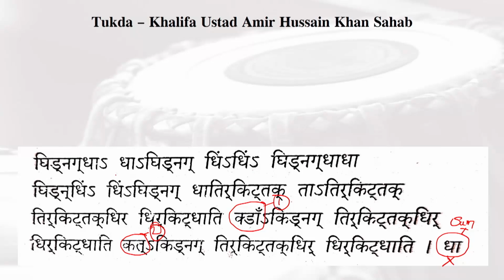So girdag dha dha, girdag din din, girdag dha tir kirtak ta, girdag dha dha, girdag din din, girdag dha dha, girdag din din, girdag dha tir kirtak ta, tir kirtak tir kirtak dhir dhir ati kra, kirtak tir kirtak dhir dhir kirtak ati kat, kirtak tir kirtak dhir dhir kirtak ati tha. So let's recite this composition with the help of lehra. It's a very interesting composition. So Tukda by Khalifa Ustad Amir Hussain Khan Sahab.